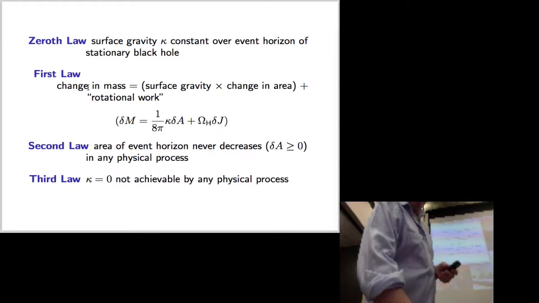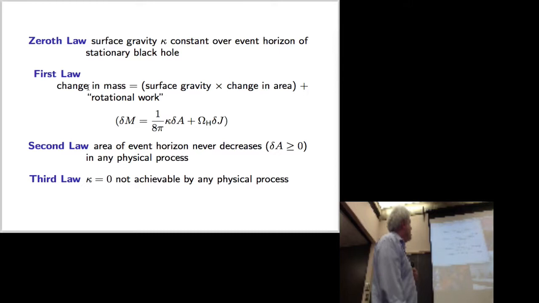And recall the laws of black hole mechanics, or laws of black hole thermodynamics, depending on how one feels about it. The zeroth law: surface gravity is constant over the event horizon of a stationary black hole. So this is one reason why this begins to suggest that surface gravity really plays the physical role of temperature. The first law: change in the mass equals surface gravity times change in area plus the rotational work. And now it's really beginning to look thermodynamical because the left-hand side, mass, is the same as the left-hand side of the first law in ordinary thermodynamics.